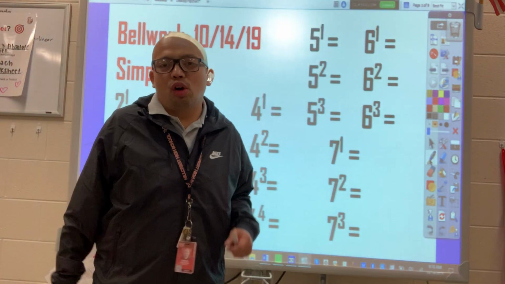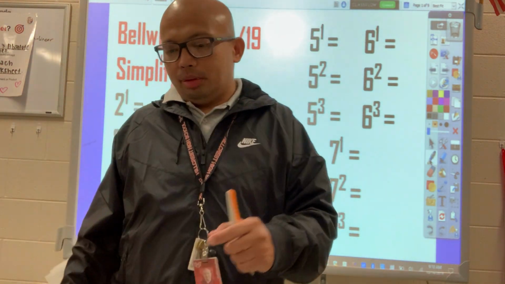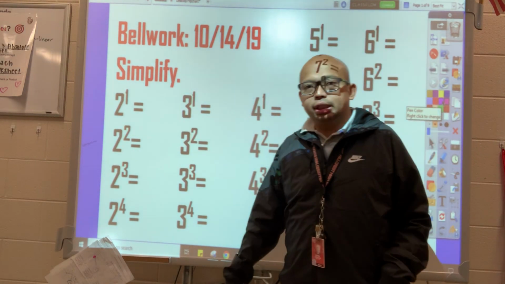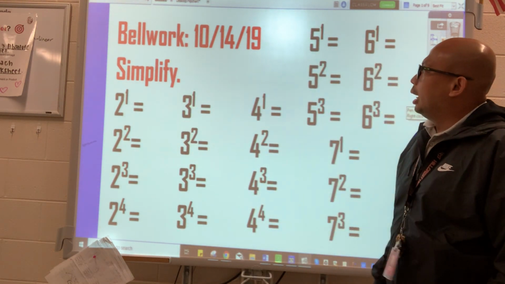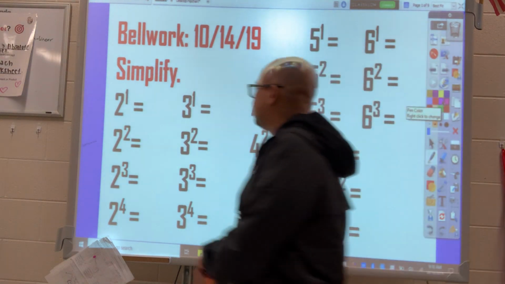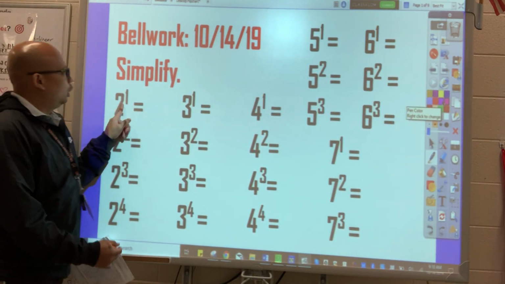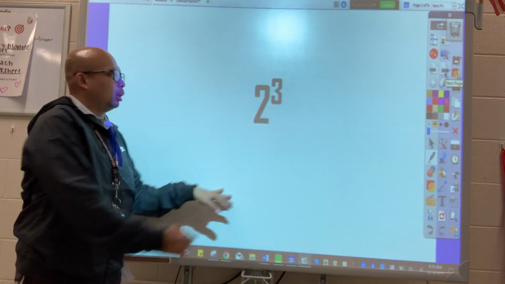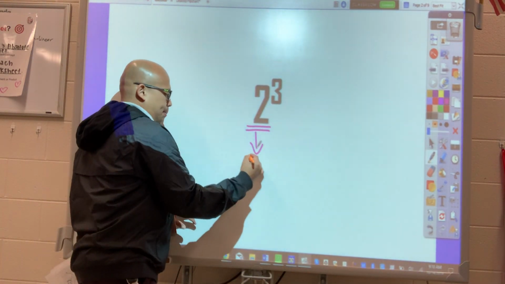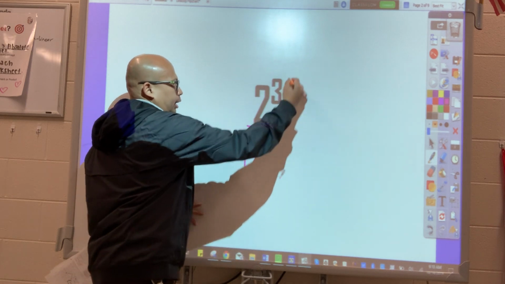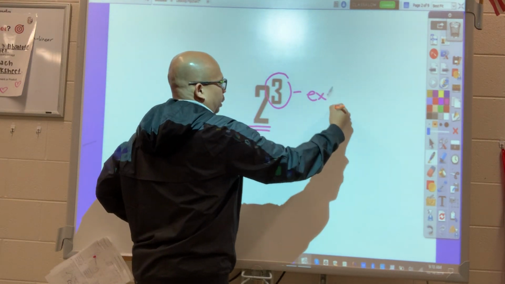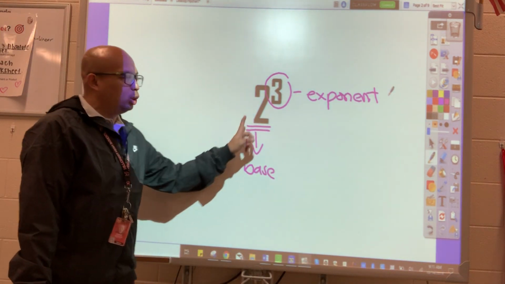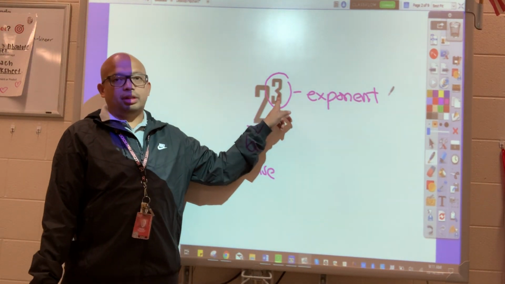Morning guys, today we're gonna go over the laws of exponents, but before we go there, let me help you with simplifying basic exponents. When you have 2 to the third power, 2 is your base and 3 is your exponent. The meaning of the exponent there is that you multiply the base by itself the number of times of the exponent.